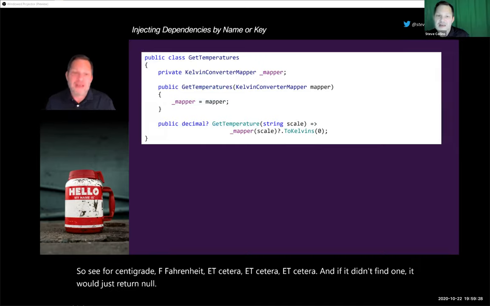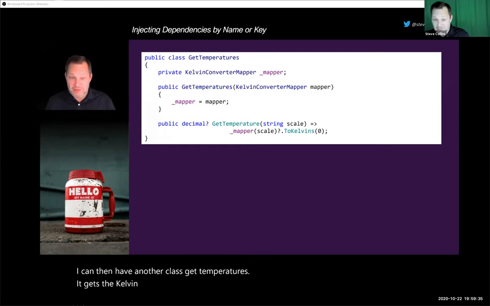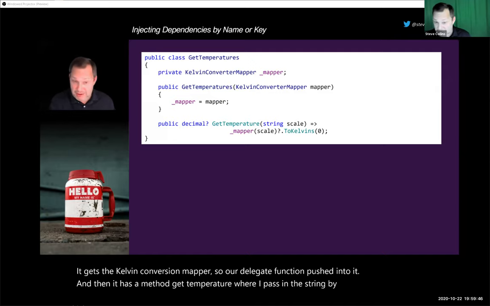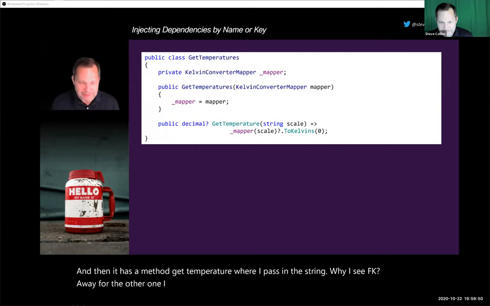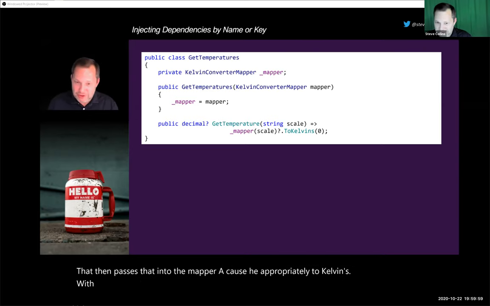I can then have another class, GetTemperatures. It gets the KelvinConverterMapper, so our delegate function is pushed into it. And then it has a method, GetTemperature, where I pass in the string, C, F, K, whatever the other one is, I can't remember. That then passes that into the mapper and calls the appropriate ToKelvin with a particular temperature, and Bob's your uncle.